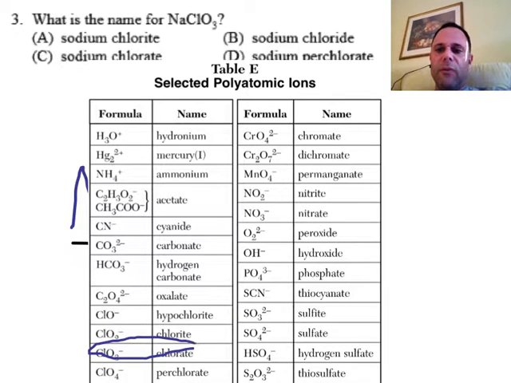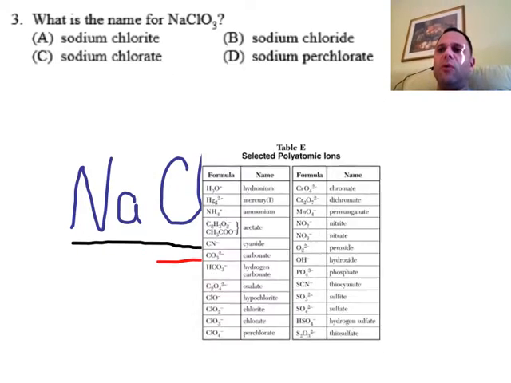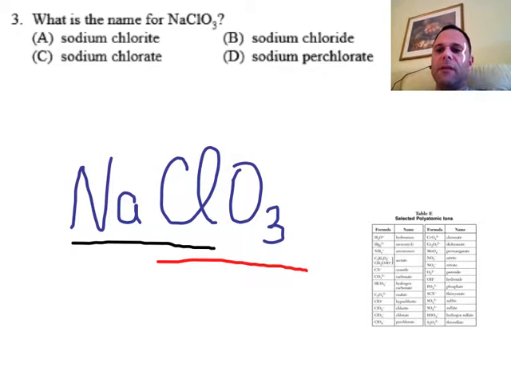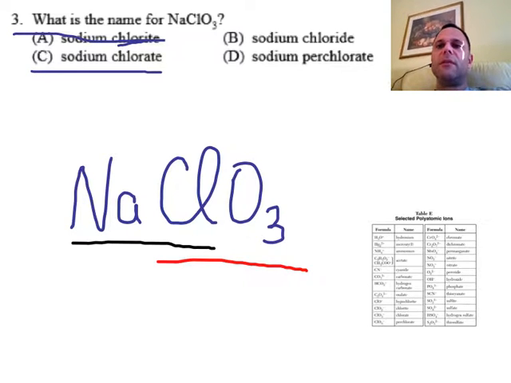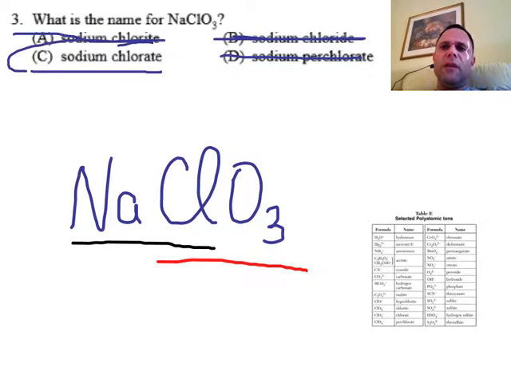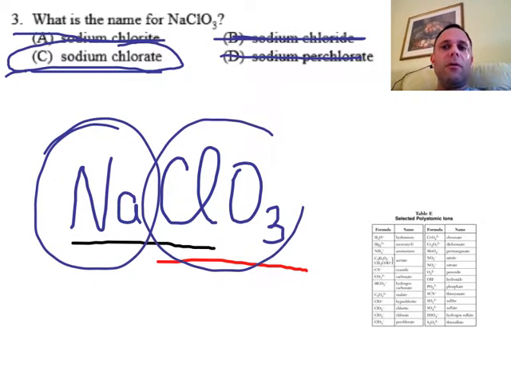ClO3 right here, that's called chlorate. So we are looking for something with the word chlorate in it. Choice A says chlorite. No. C says chlorate. Yes. B says chloride. And D says perchlorate. So we already know that it is choice C. It is sodium chlorate.